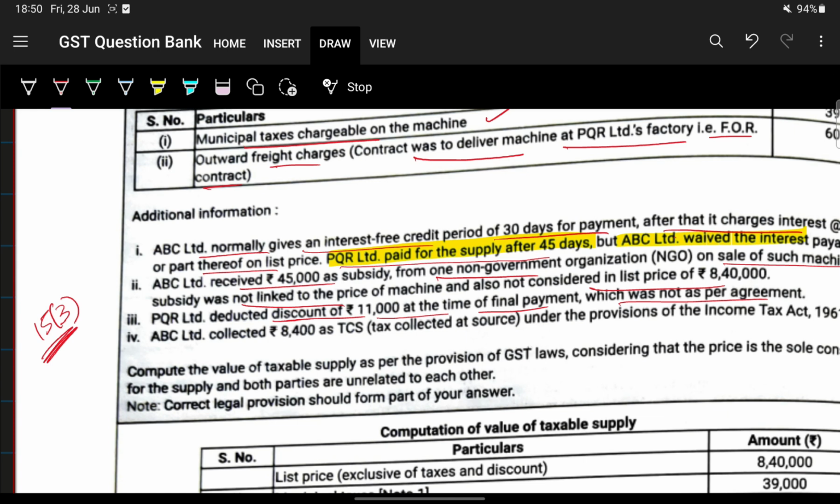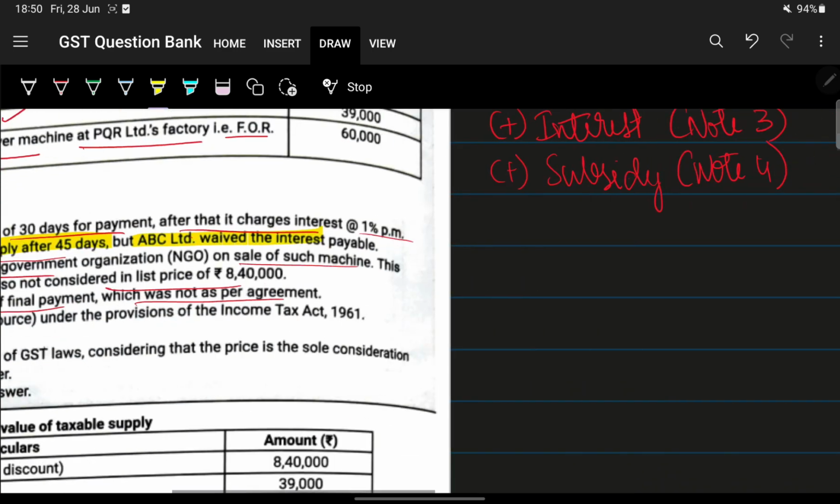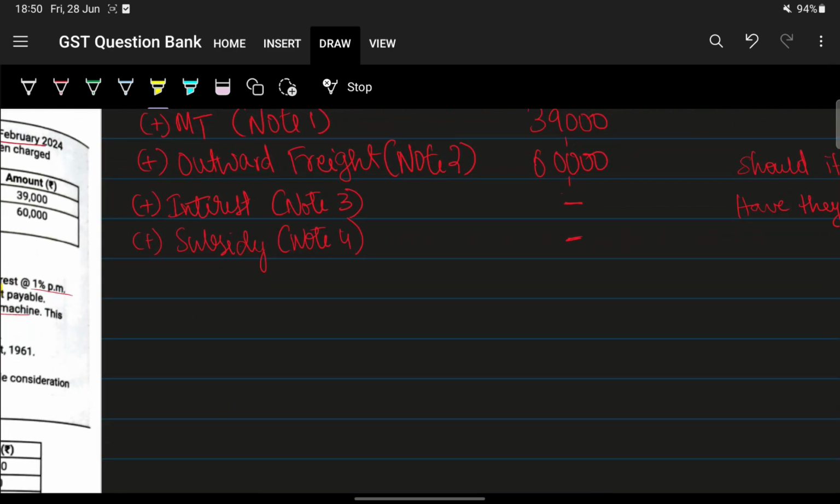Okay, next. So PQR Limited has deducted a discount of 11,000, meaning it is a post supply discount. Basically what they're trying to tell in this statement is that it is a post supply discount, which is not allowed as per section 15 subsection 3. So again we'll just add it, we'll just put discount.